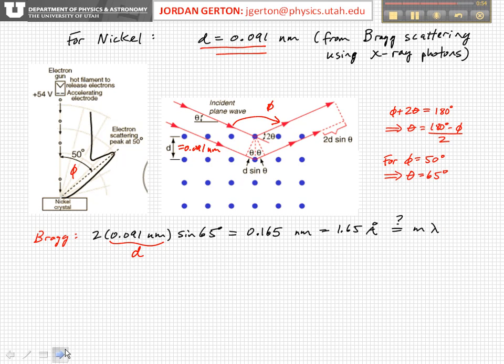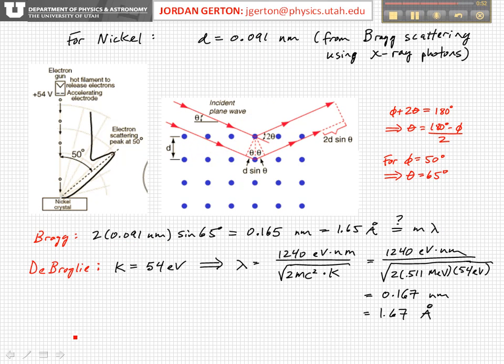Okay. Well, what does de Broglie say? Again, let me remind you, in this experiment, for the de Broglie hypothesis, we have electrons accelerated through a 54 volt potential, and so they have a kinetic energy of 54 electron volts.